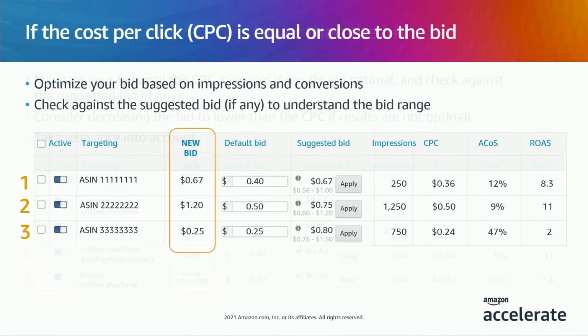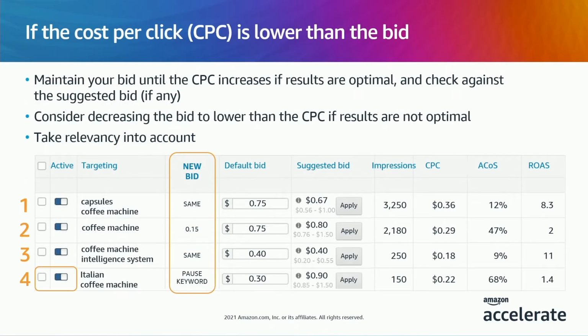Now, if the cost per click is lower than the bid, this means that other advertisers are bidding lower. It might not be necessary to increase your bid if the cost per click doesn't increase. If your targeting method is getting impressions and it's converting well, maintain your bid until the cost per click increases. If your targeting method is getting impressions but not converting well, consider decreasing the bid lower than the cost per click or pausing that keyword, ASIN, or category.